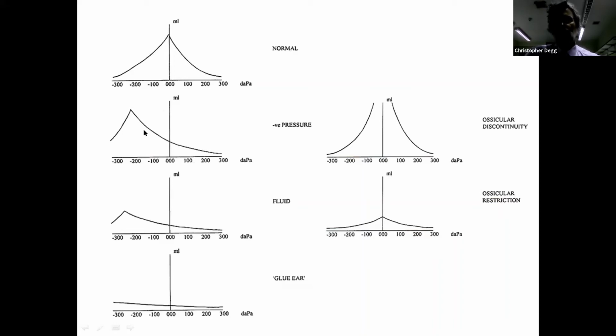And the next one's down, you see the peak has moved over to the left. So that's saying in order to make the eardrum move, we need to put a negative pressure in the ear canal. So that tells us there's negative pressure behind the eardrum, which tells us the eustachian tube is probably blocked. And then with the next two, not only is it negative, but the peak is getting lower and lower. And that tells us that even if we get the pressure right, then the eardrum doesn't move very much. And so that tells us there's probably fluid or glue behind the ear. So this is glue ear in children.